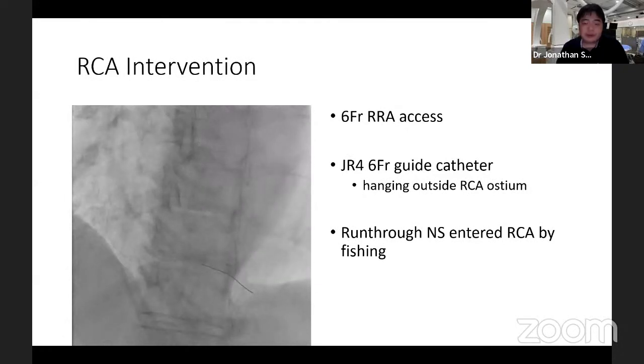We established a 6-French right radial access, using a JR4 6-French guide catheter. Usually for RCA, I like to use a little more aggressive guide, such as an AL. But for this case, because the ostium is very tight, we used the JR4 and kept it hanging outside the ostium, and we used a workhorse wire to enter the ostium by fishing it.